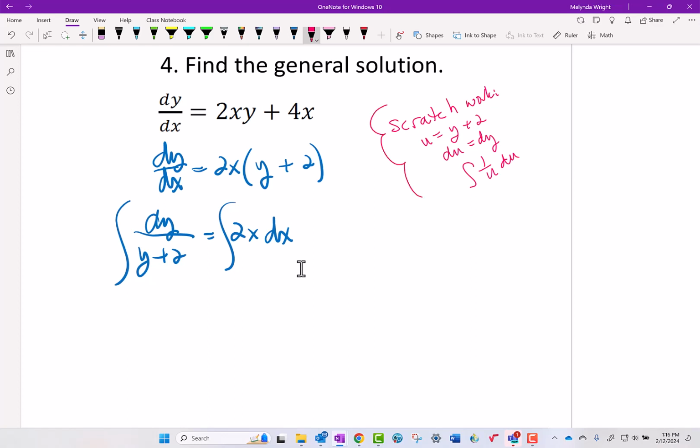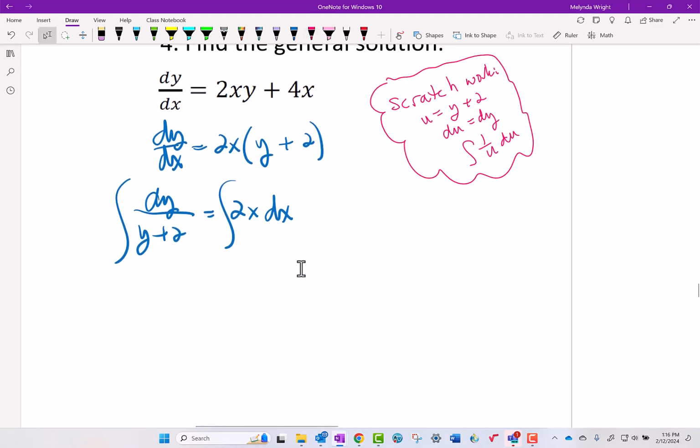You can think this in your head, or you can write it out on the side, or you can change the way it looks, however works for you. All right, so when I integrate 1 over u, what do I get? ln u, right? I get ln, and we know what u is already. It's y plus 2.